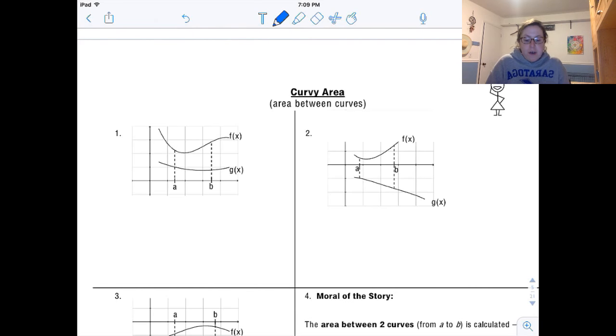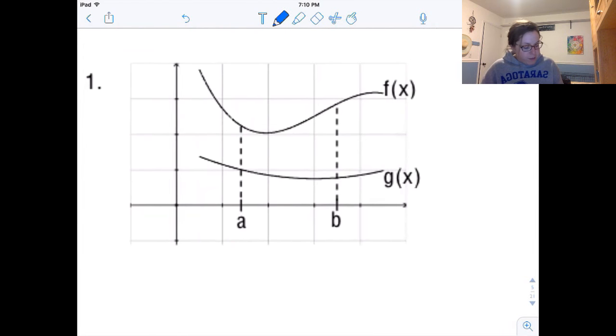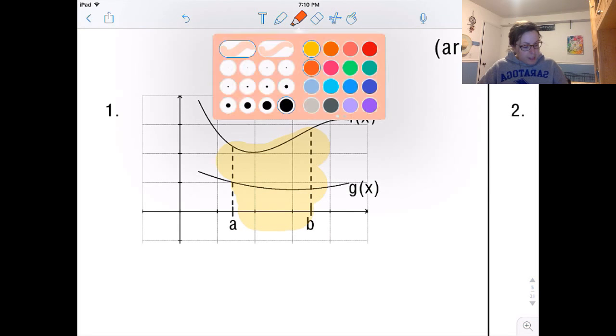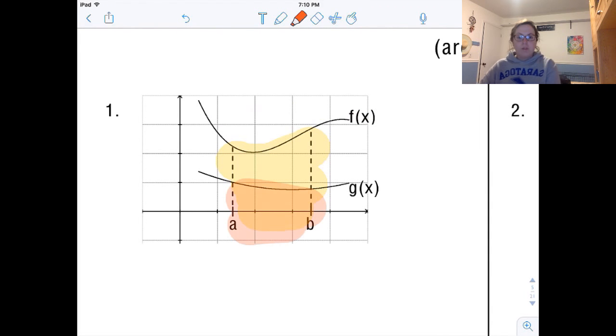So area between curves. I'm going to start by knowing that I want to find, on this particular graph, the area between f and g, between my values of a and b. So think about this. The area below f is that whole yellow area. And the area below g is that whole orange area. What I'm interested in finding is the area between those. And so just like you do with any shapes, you've done this since geometry, you would take the area of the bigger and subtract out the area of the smaller to get the leftover piece.